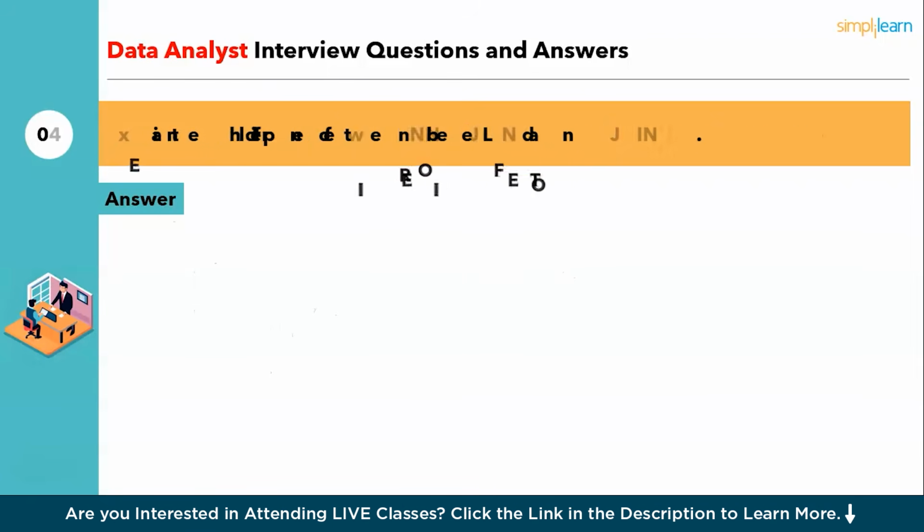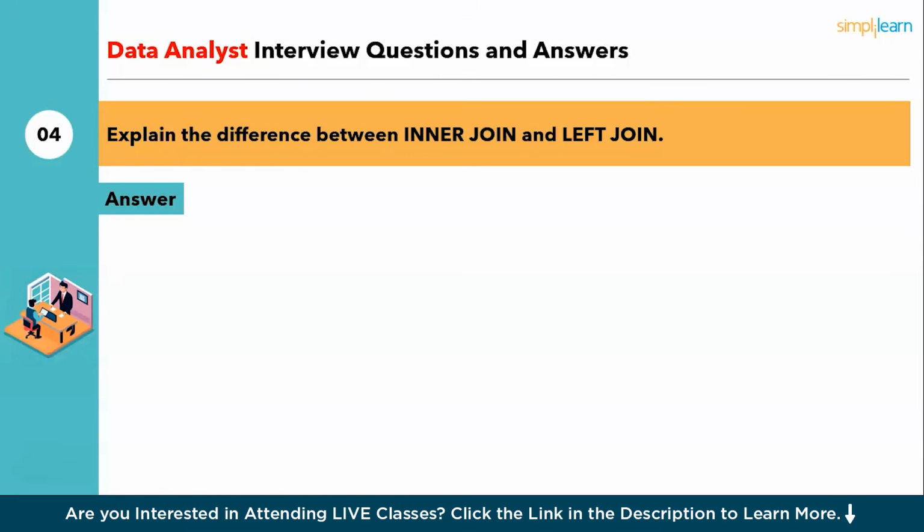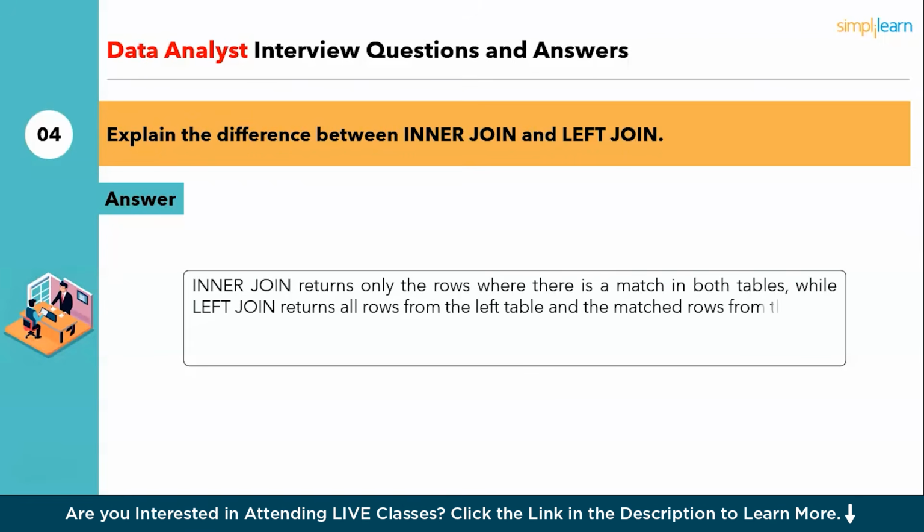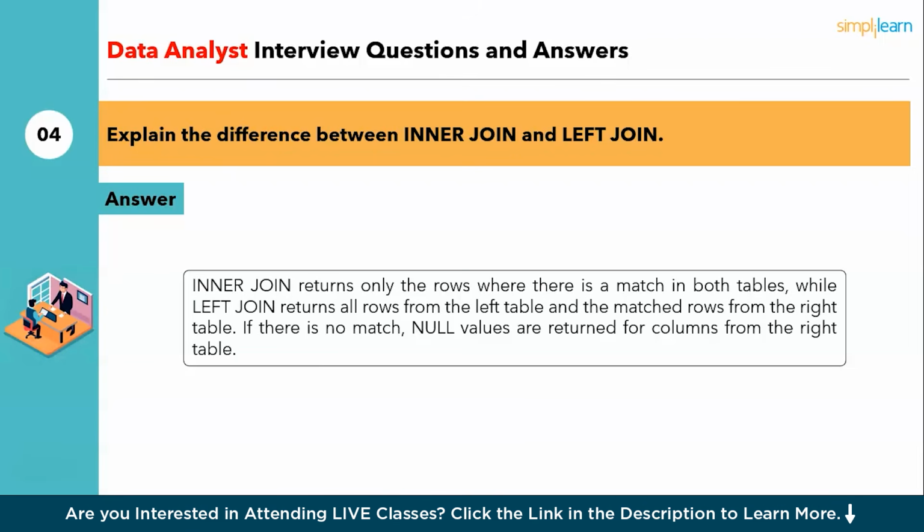Now proceeding ahead, we have the fourth question. Explain the difference between inner join and a left join. Now the answer for this question is, inner join returns only the rows where there is a match between both the tables, while left join returns all the rows from the left table and matched rows from the right table. If there is no match, null values are returned for columns in the right table. Now, this was the difference between inner and left joins.